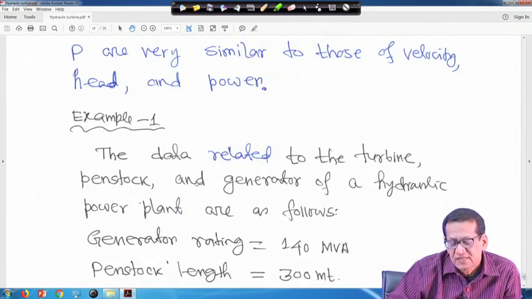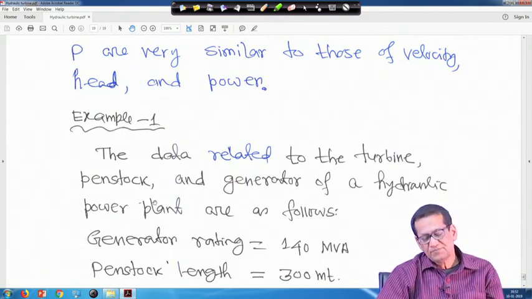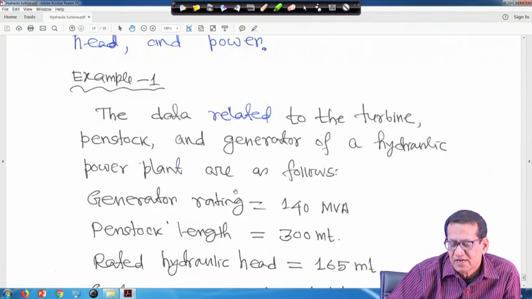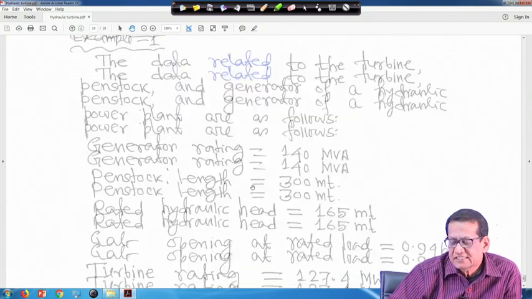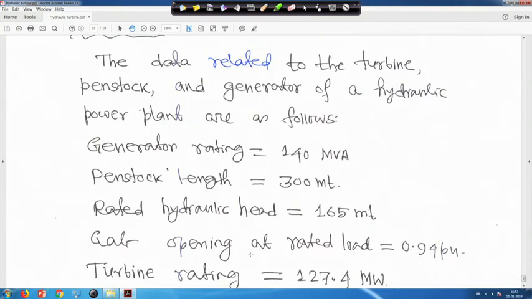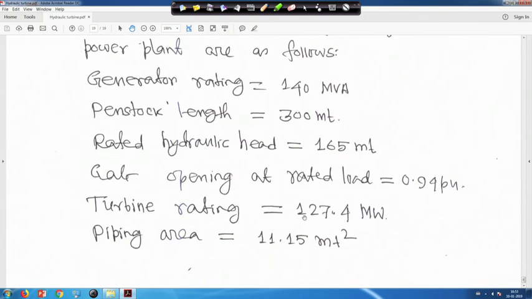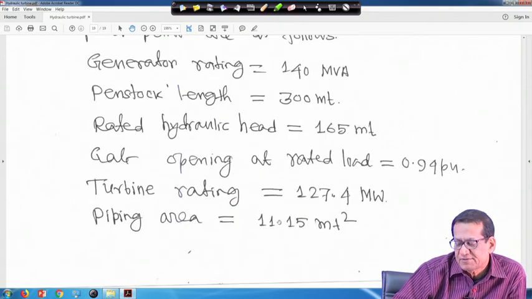So, next is example 1. The data related to the turbine, penstock and generator of a hydraulic power plant are as follows. Generator rating is 140 MVA, penstock length is 300 meter, rated hydraulic head is 165 meter, and gate opening at rated load is 0.94 per unit. Turbine rating is 127.4 megawatt and piping area is 11.15 meter square. These are the data given.